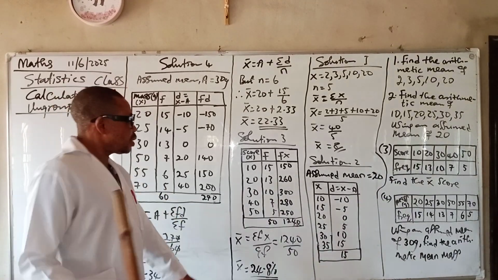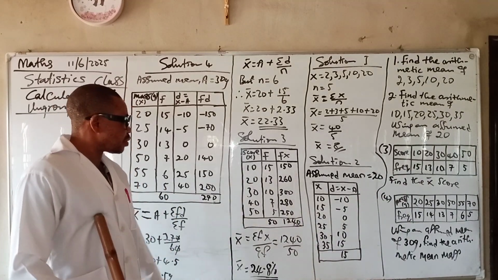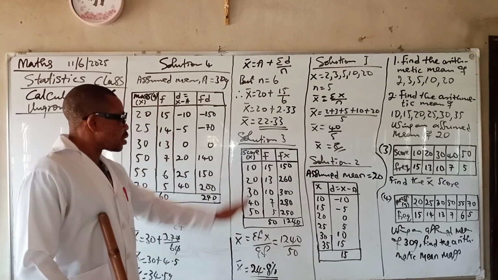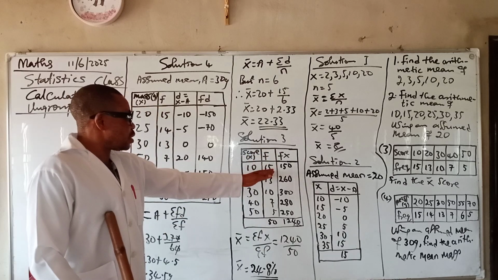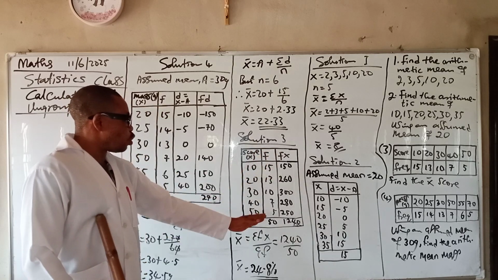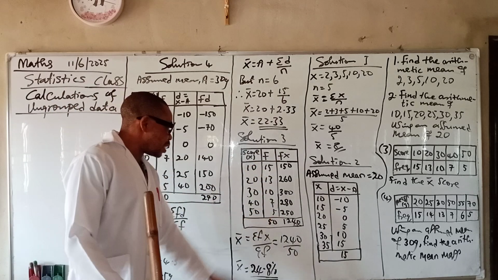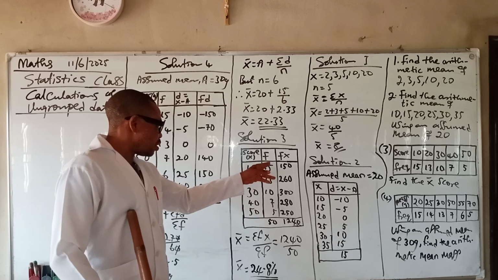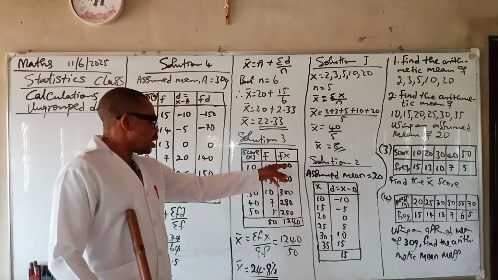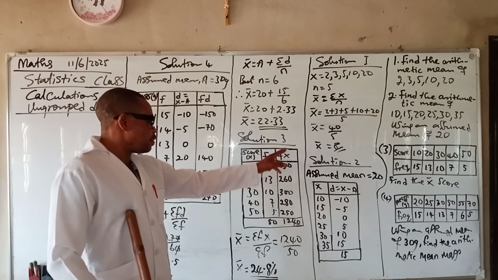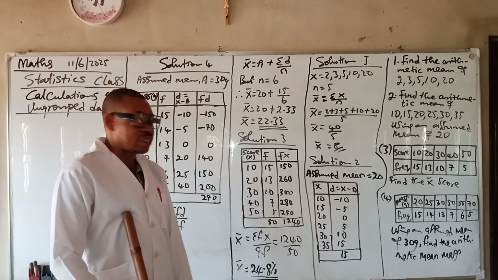Okay. Based on what I said, multiplying this column by this column will give us this fx column. Adding up f, as I said, the column will give us 50. Adding up the column of fx will give us 1,240.